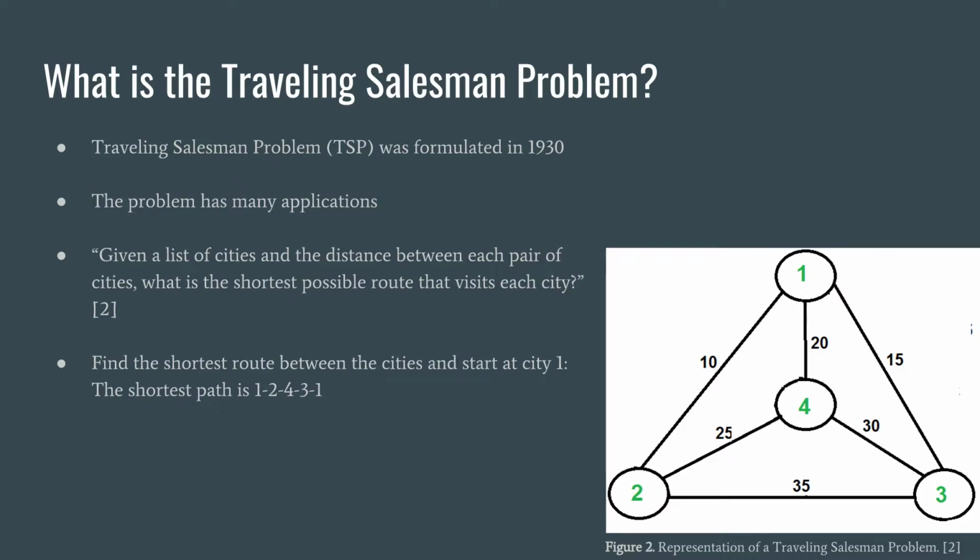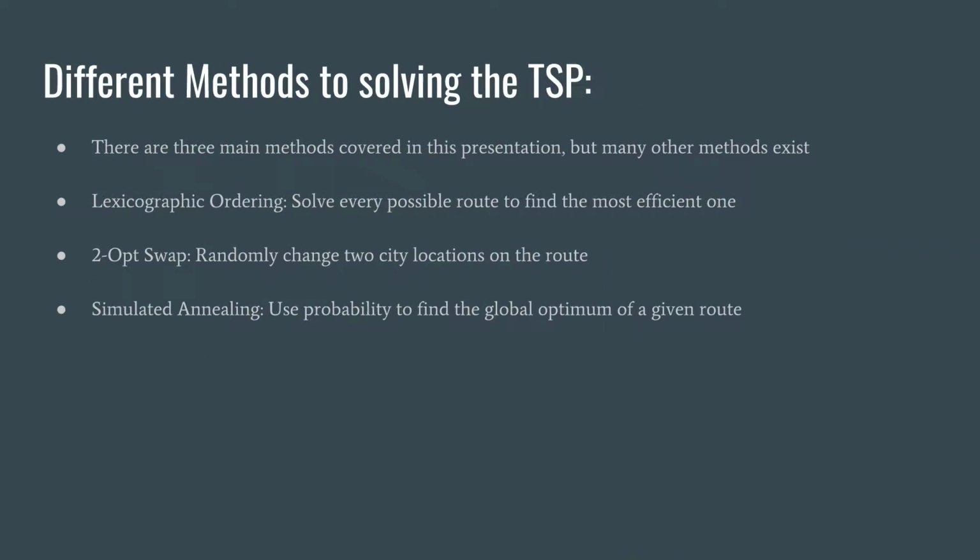But what is the traveling salesman problem? The traveling salesman problem was formulated in 1930 and is the benchmark for optimization. It has many applications today, involving logistics, wiring for microchips, and DNA sequencing, to name a few. The problem is defined as, given a list of cities and the distance between each pair of cities, what is the shortest possible route that visits each city? Looking at Figure 2, the shortest possible route is 1, 2, 4, 3, 1, producing a route distance of 80.